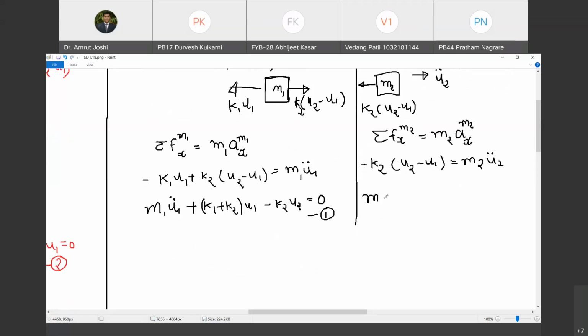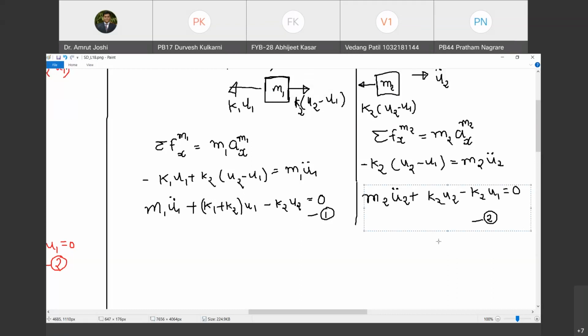Therefore, what equation are you going to derive? m2 u2 double dot plus k2 u2, and then minus k2 u1. This is equal to 0. This is the second equation. Let me take this second equation just below the first one.